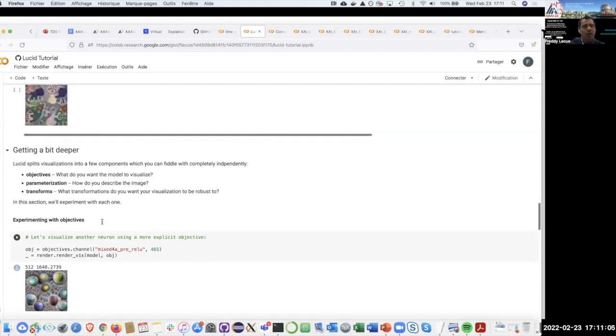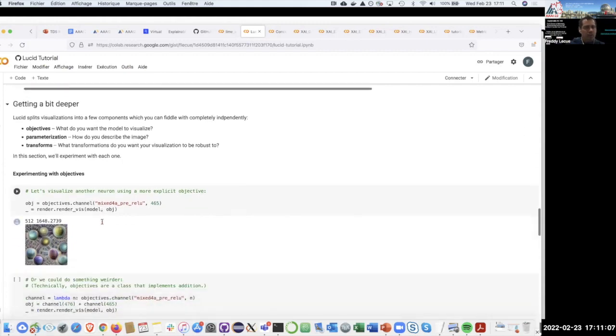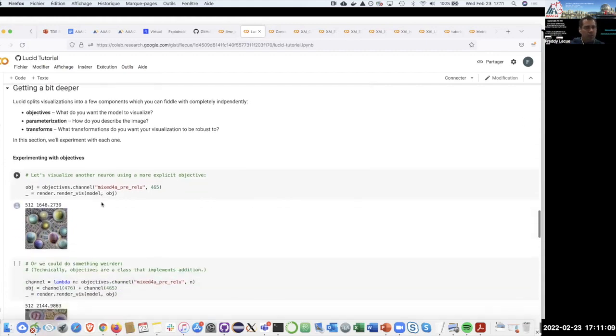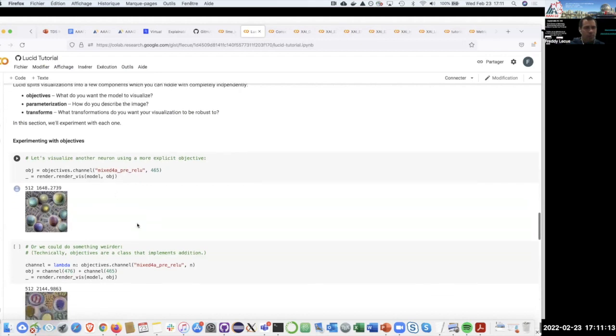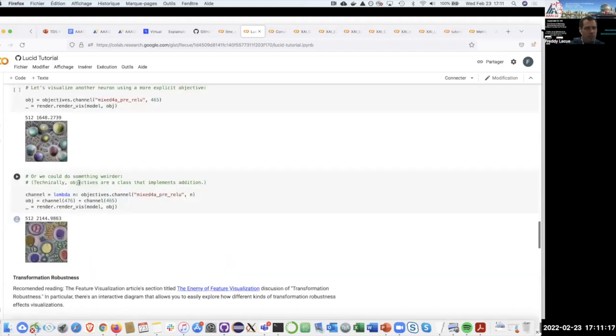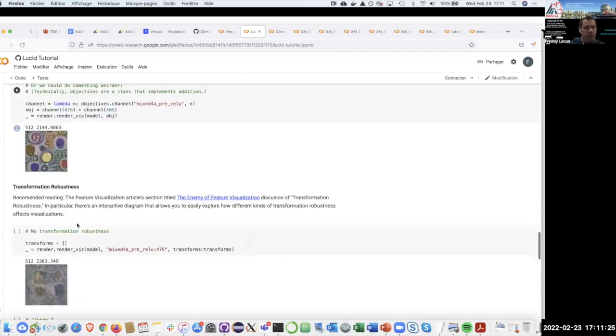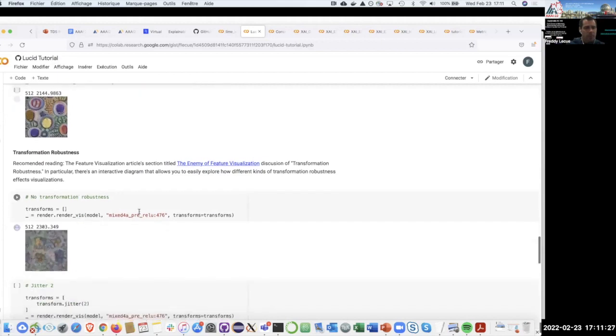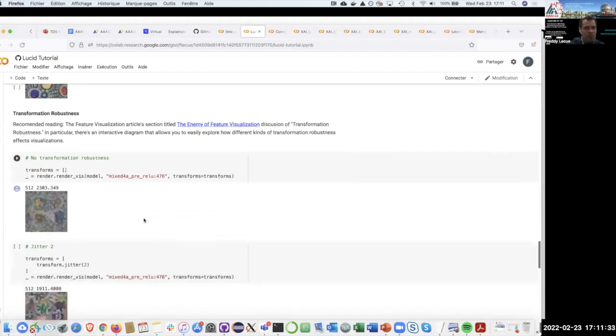So here, I wanted to show that you can visualize in different ways. So here you change. Okay, here you see another one, and here you combine two channels. So you can even combine units together. And here they have a transformation. It's a simple transformation, but you can use much more complex transformations.